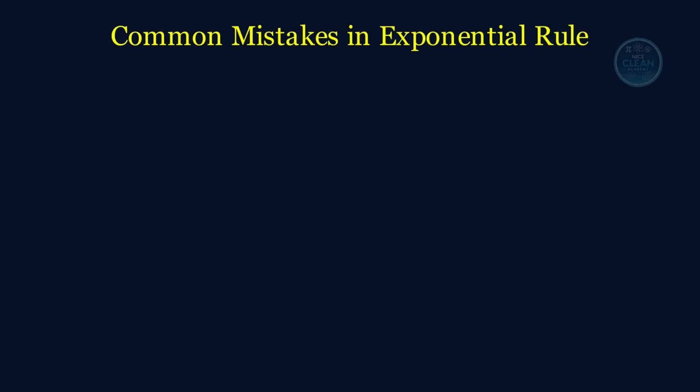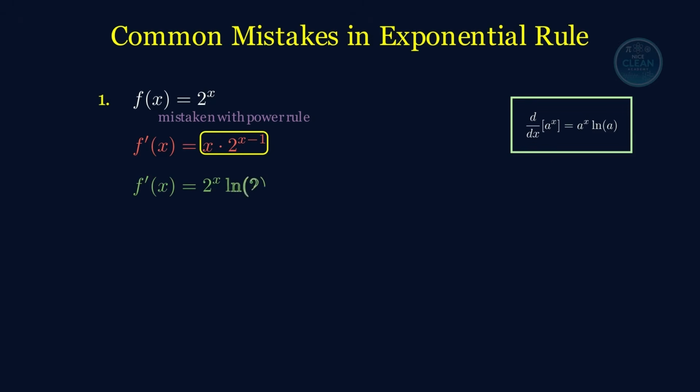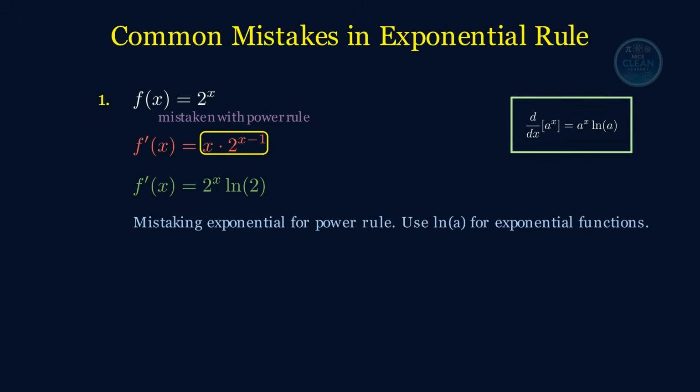Alright, now let's look at a couple of very common mistakes students make when applying this rule. Mistake number 1. Treating exponential functions like power functions. For example, if f of x equals 2 to the power of x, some students write the derivative as x times 2 to the power of x minus 1. But that's wrong. Remember, that's the power rule, not the exponential rule. For exponential functions, we keep the exponential part and multiply by the natural log of the base.